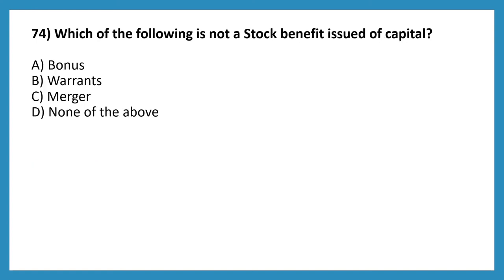Which of the following is not a stock benefit issued of capital? Option A, bonus. Option B, warrants. Option C, merger. Option D, none of the above. The correct option is D.